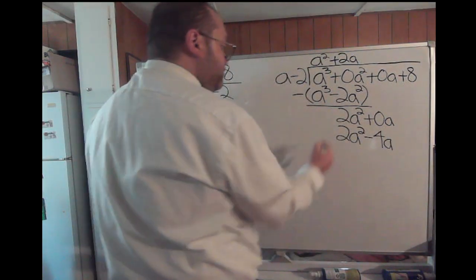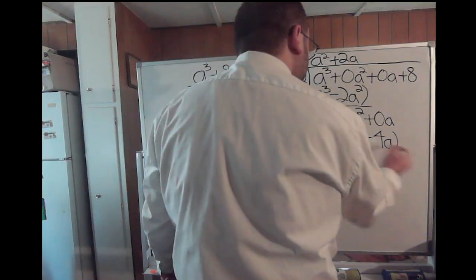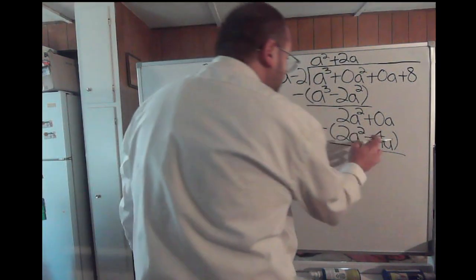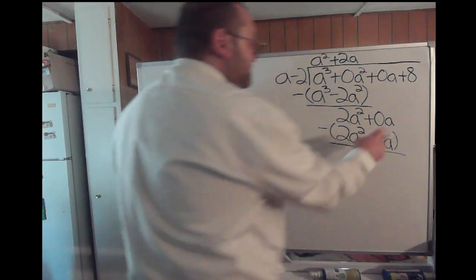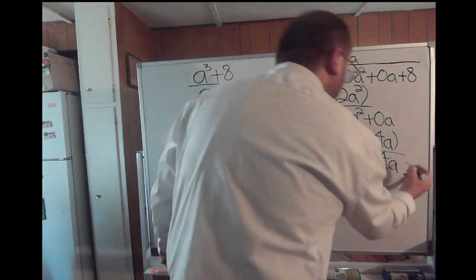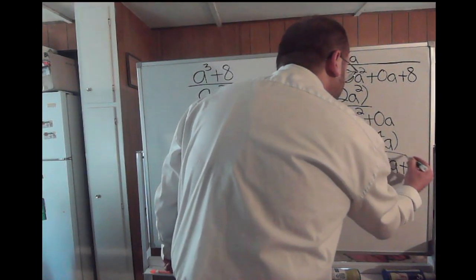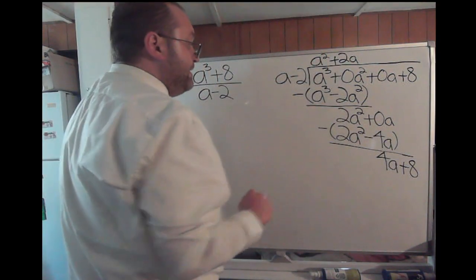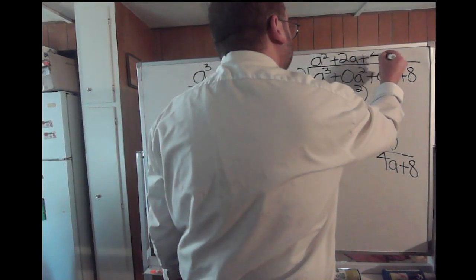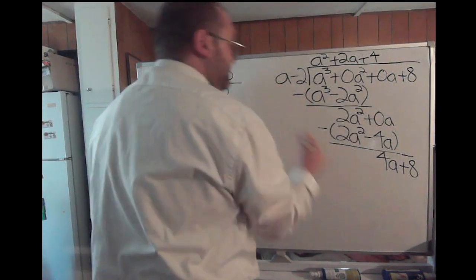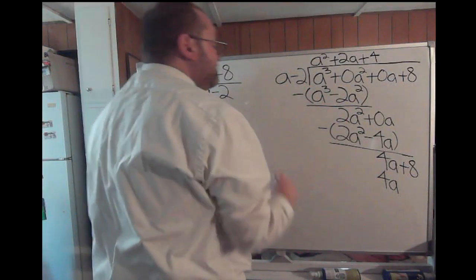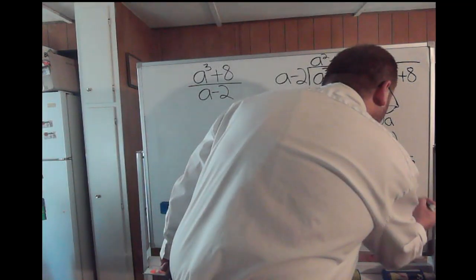So now you'll subtract the whole quantity of what you just got from your dividend. Well, 2a squared minus 2a squared is 0. Negative 4a is positive 4a. So 0 plus 4a, well that's 4a. At this point you just drop your 8 down from the dividend. Okay, a times what equals 4a? Well, that'd be 4. And then 4 times a, that's 4a. And 4 times negative 2, that'd be negative 8.